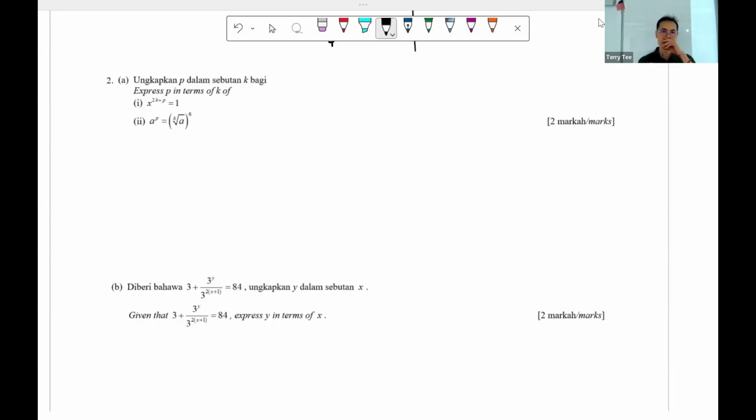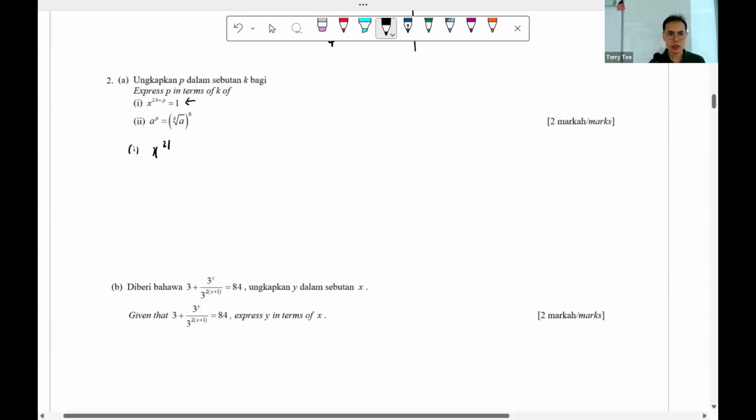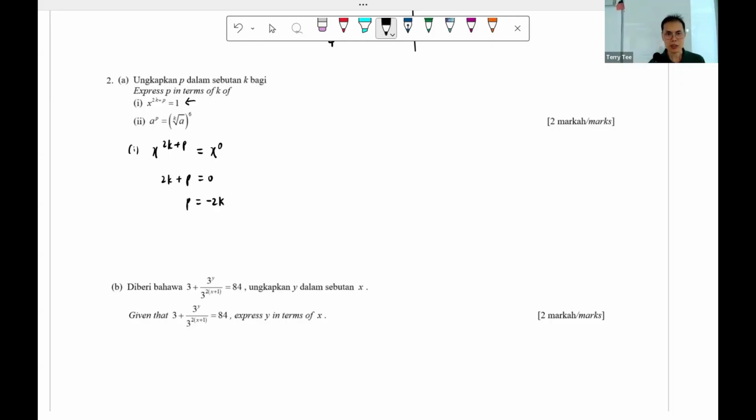Question number 2. Express p in terms of k. This one is from Form 4, Chapter 4, Indices and Logarithm. So very simple. The first one: if you want p in terms of k, you need to change everything to the same base. So here we have x power 2k plus p equals 1. Now remember, anything power 0 equals 1. So here we write x power 0. So we can now compare. If they have the same base, we compare the power. We say 2k plus p equals 0. Make p the subject. p is minus 2k. There you go. You got your p in terms of k.